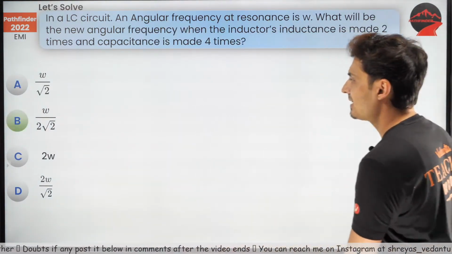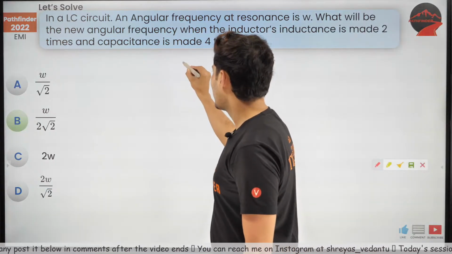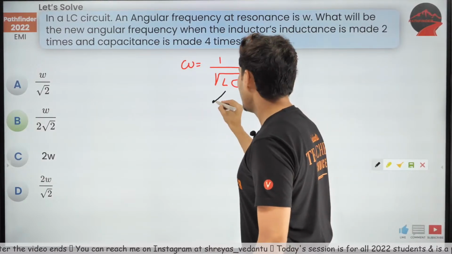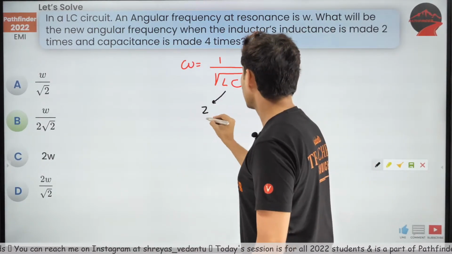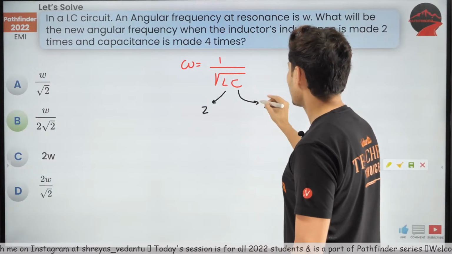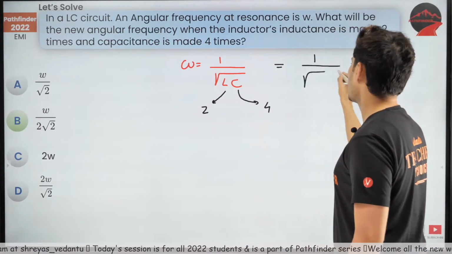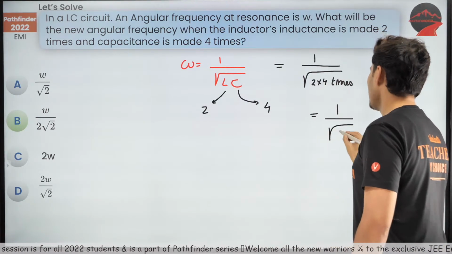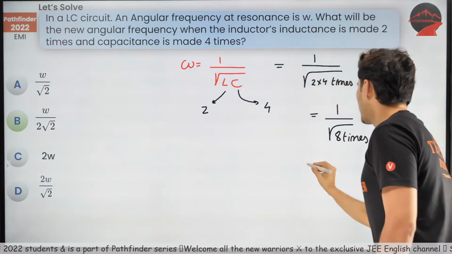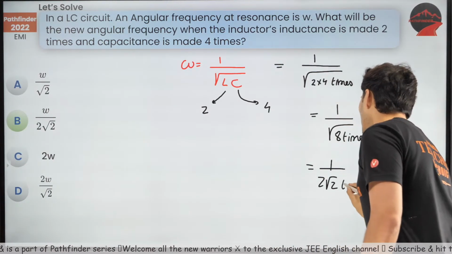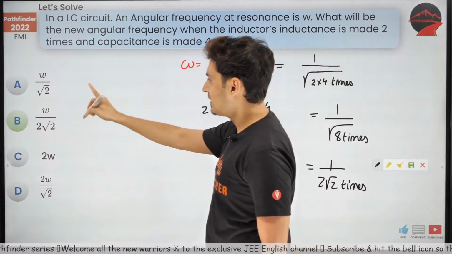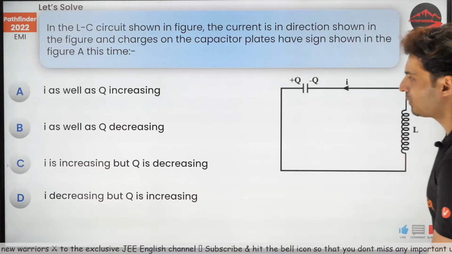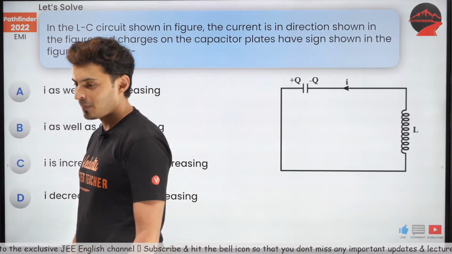Okay. Well, the correct answer is B, guys, and you should know this by now. Omega is 1 over root LC. As per the question, L has increased how many times? 2 times. C has increased how many times? 4 times. So this ratio has become 2 into 4 times, which is 1 by root 8 times, which is 1 by 2 root 2 times. So the answer is omega by 2 root 2. That's the answer. B. Got it? Very simple. Just ratio and proportionality. Next question coming up on your screen now.